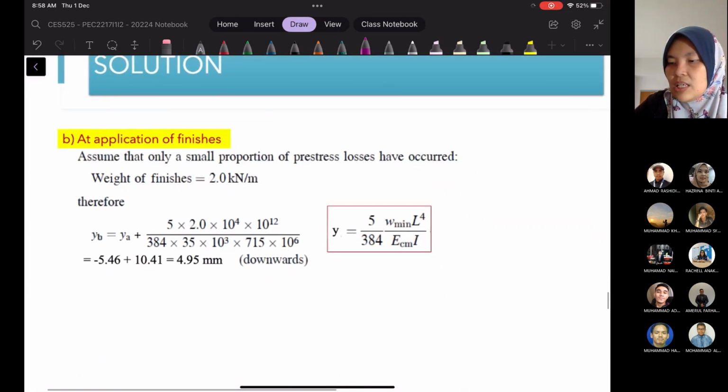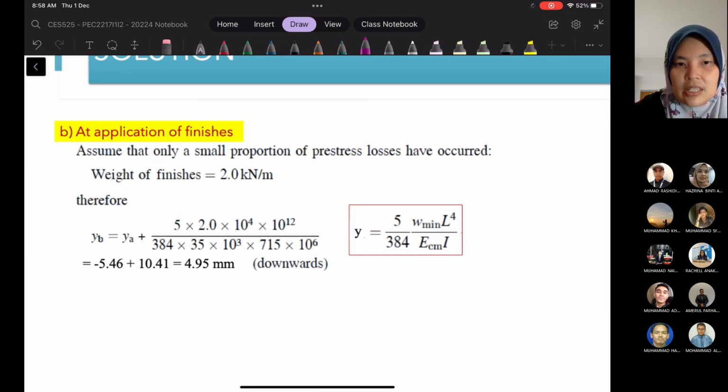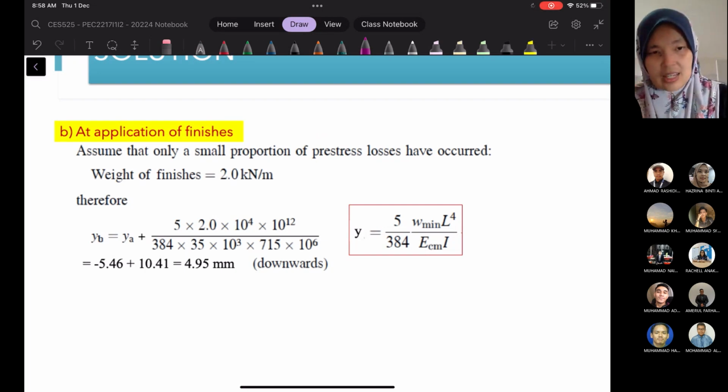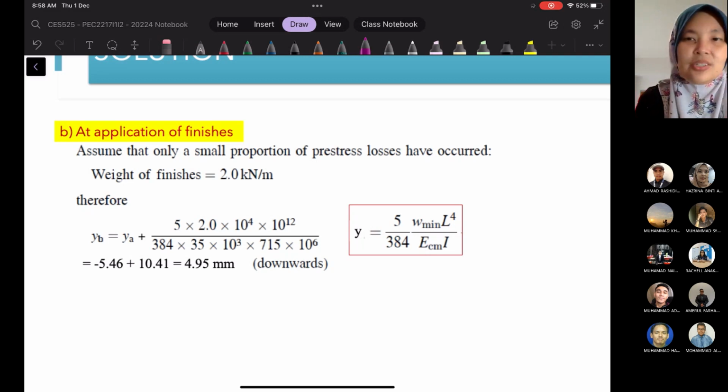Then the second one is at the application of finishes. Here we consider the deflection that is only due to the weight of finishes. The earlier one at transfer, we only considered the self weight of the beam, so our prestressed beam alone without any finishes. Now we are going to consider the extra deflection that might be due to the weight of finishes. In order to do this, we consider the weight of finishes as a UDL.